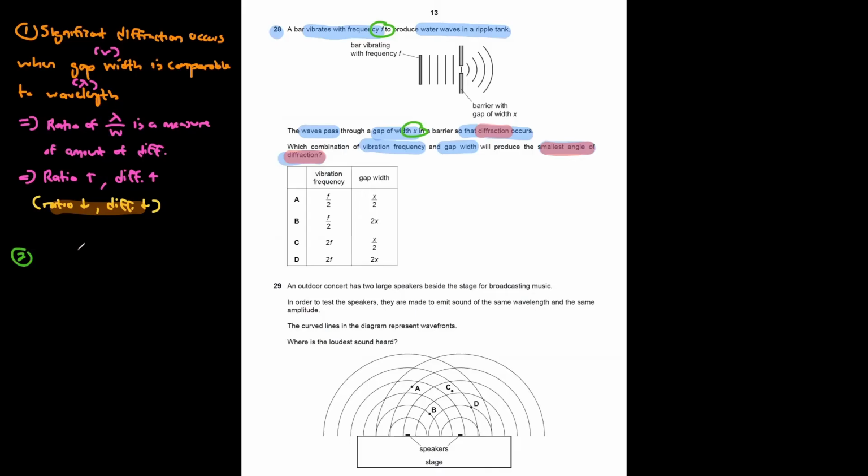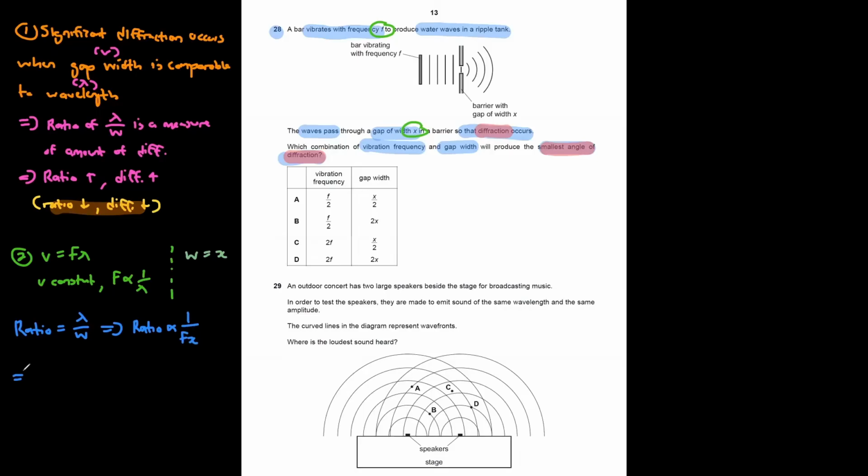So the first thing that we can say about the frequency and wavelength is this. V equals F lambda. If V is constant, that would mean that frequency is inversely proportional to your wavelength. And then the gap width is equal to X. So now if we put what we've done into the ratio, which was originally wavelength to gap width, the ratio should actually be proportional to 1 over frequency times X.